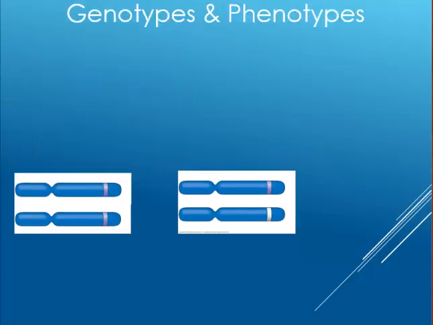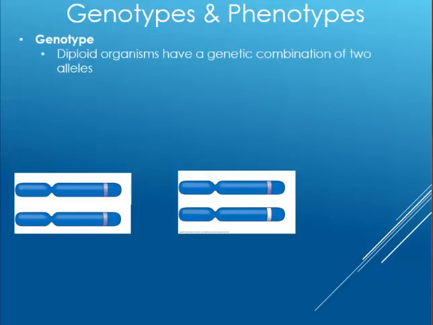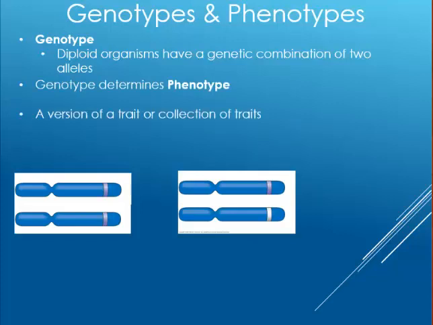These genes then are going to combine to form genotypes. The genotype in a diploid organism is when you have a combination of the two alleles. As we just saw in these two different organisms, they each had two different types of genotypes. One had a homozygous genotype and one had a heterozygous genotype. It's this genotype that will determine the phenotype. The phenotype is a version of a trait or some collection of traits.